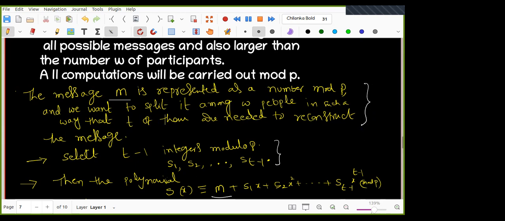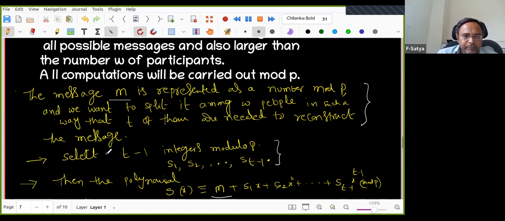Yes, sir. Okay, so how do we go? So what is our goal now? Message m has to be split, and we should not give m as it is, but we'll give a portion of it somehow. But if t people come together, they can get it. So how to do that?